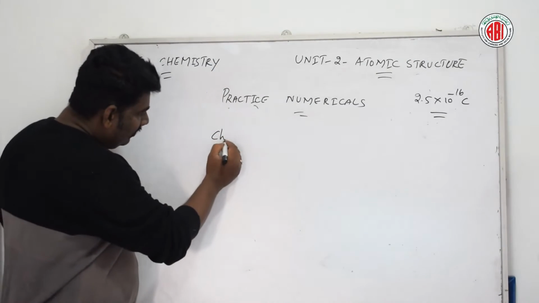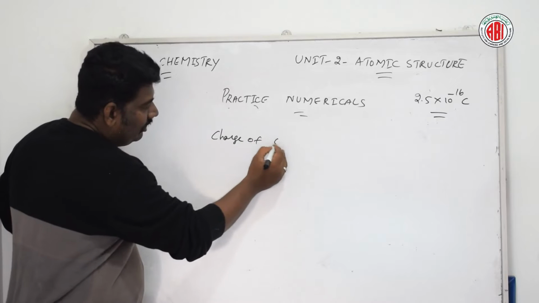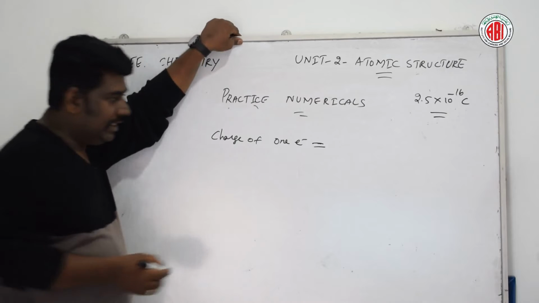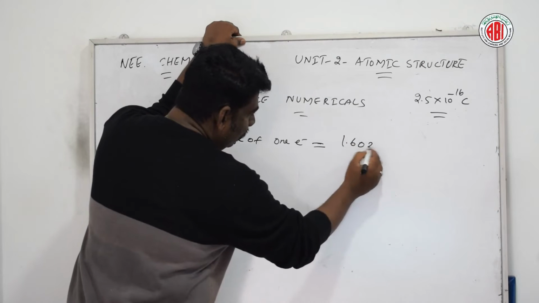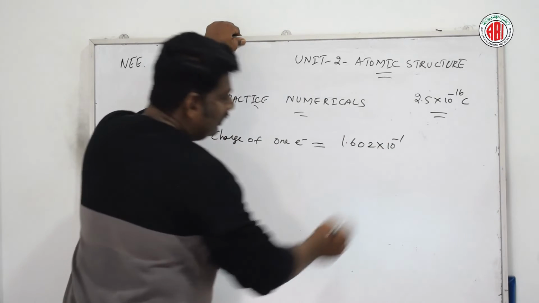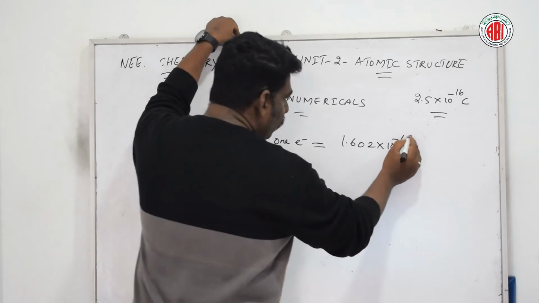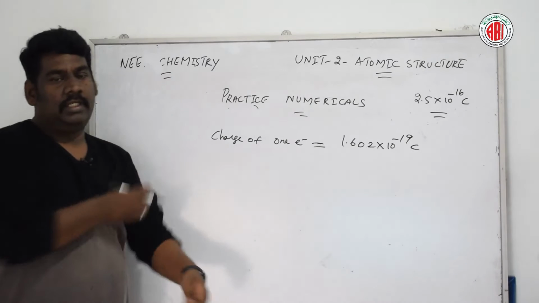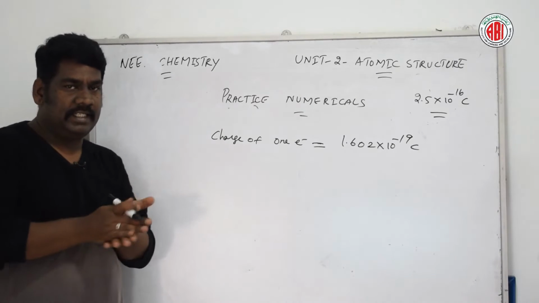Charge of one electron, what is it? Charge of one electron is 1.602 into 10 to the power of minus 19 coulomb. That is the charge of the electron. Now the number of electrons present, let us see.